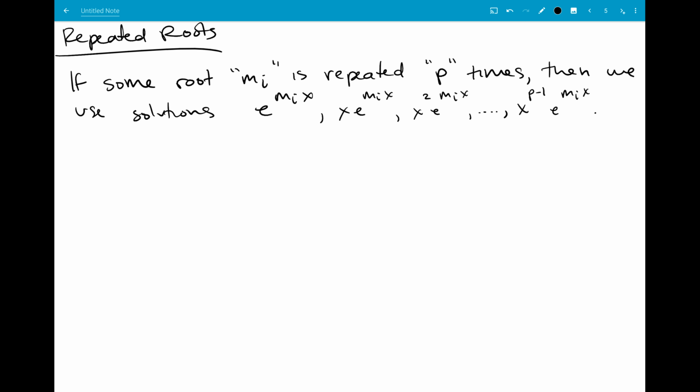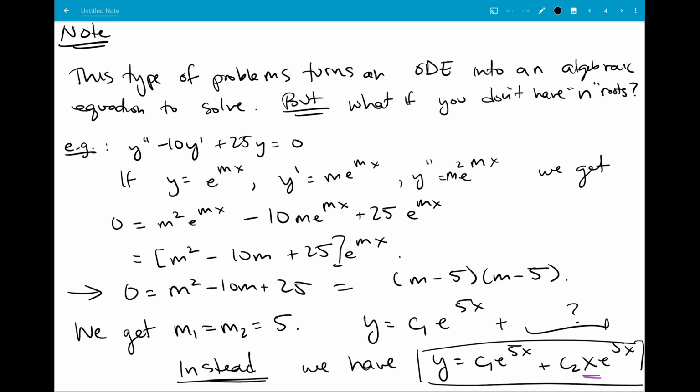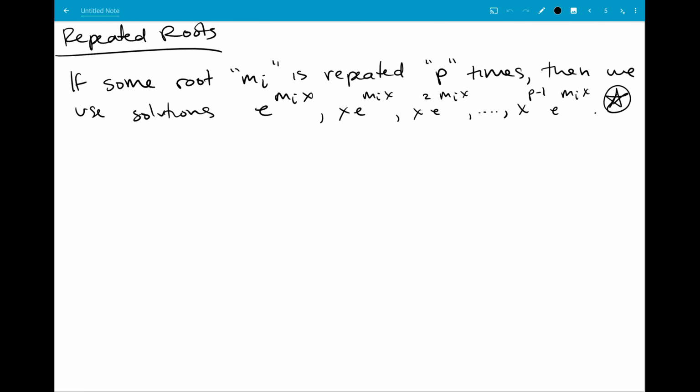We'll go ahead and do another example that shows us how that works. And this is going to be one of those special rules that I mentioned when we were right here. That's 6 star. So we'll have a list of these rules later, but I just put a little star here so you know that that's going to go on that list.